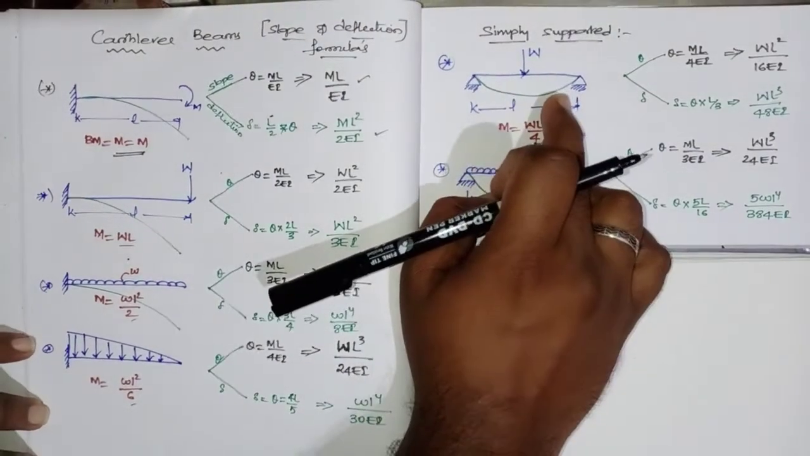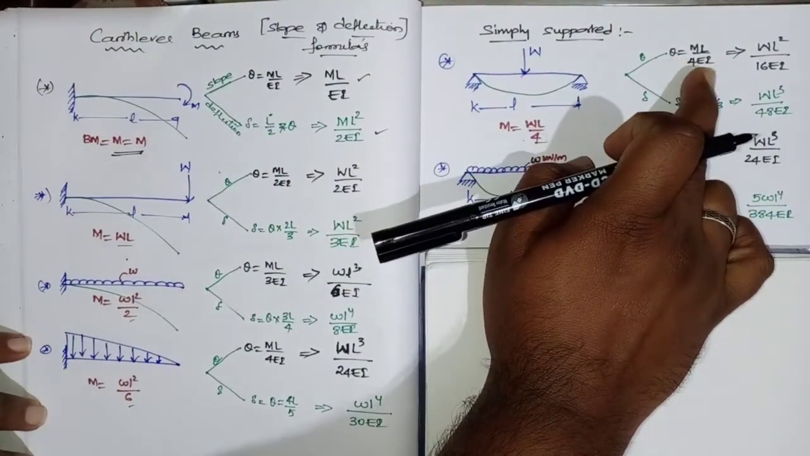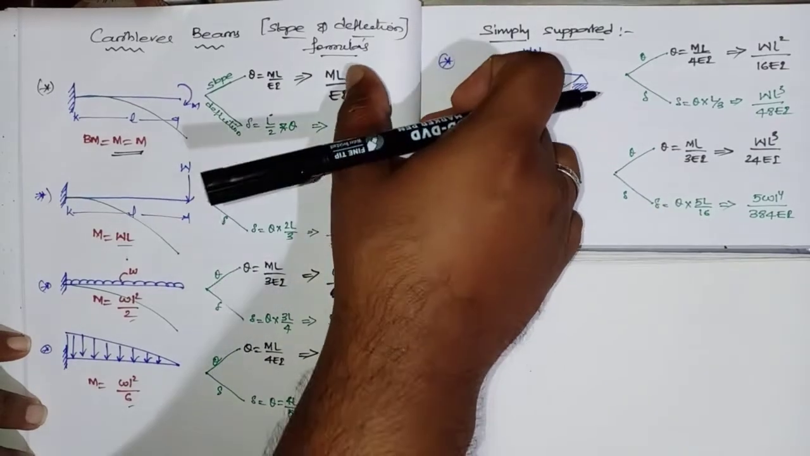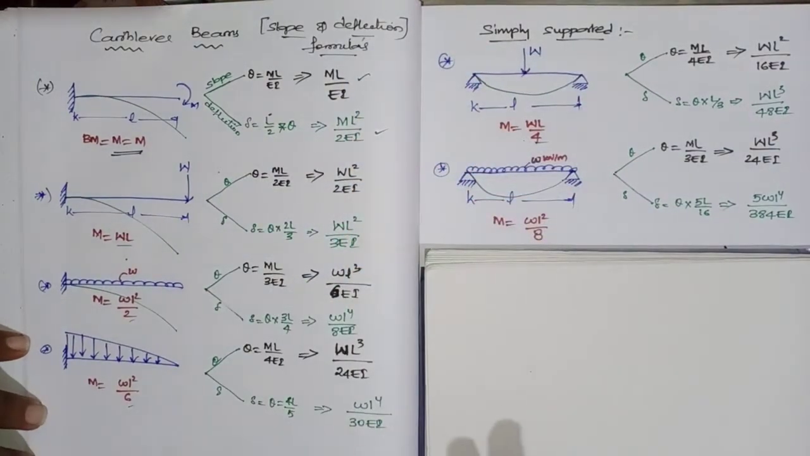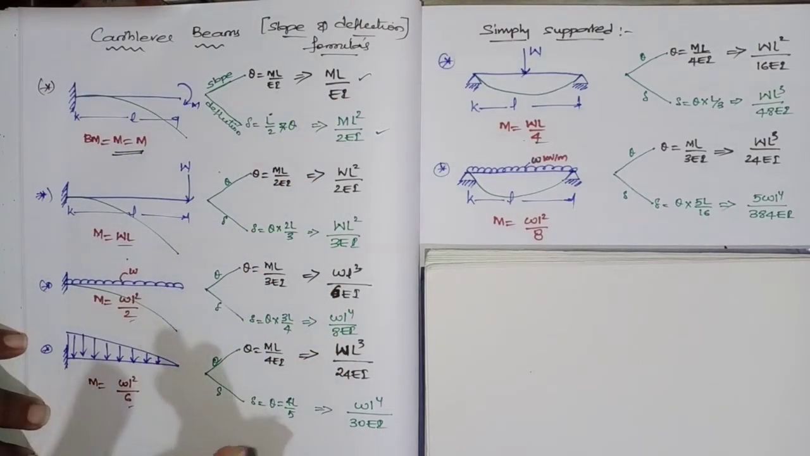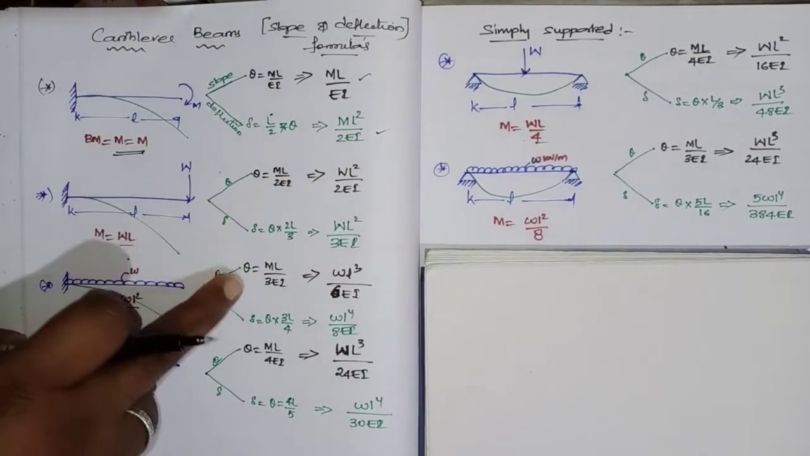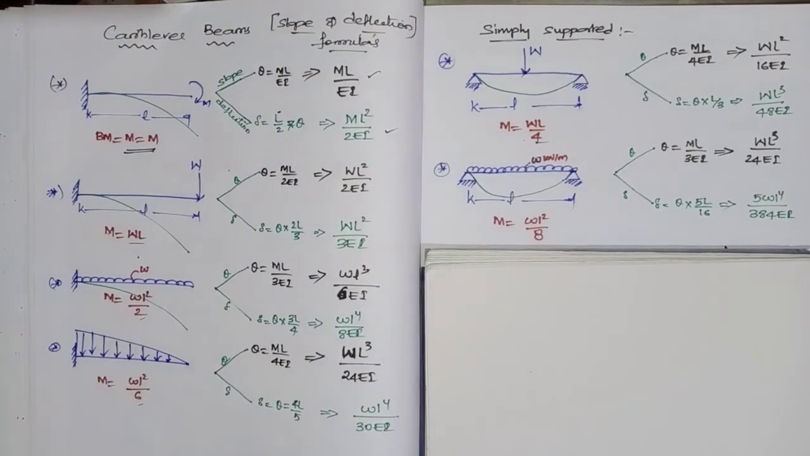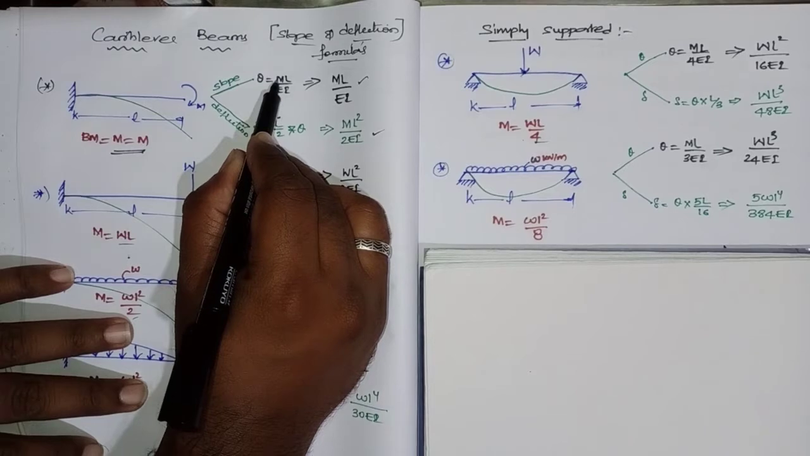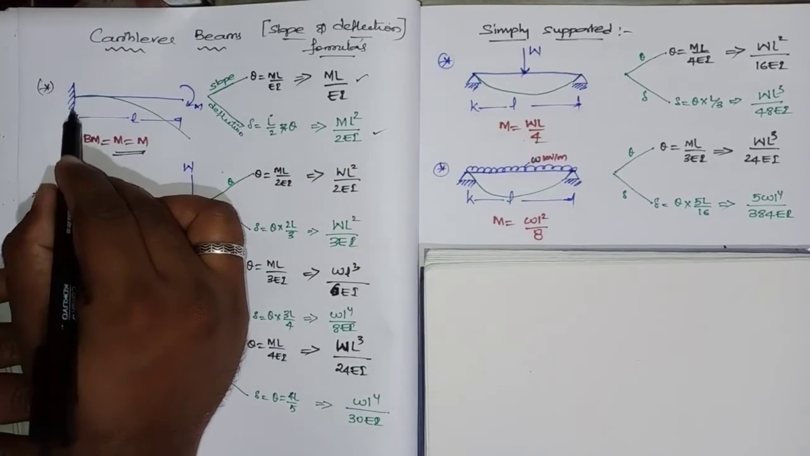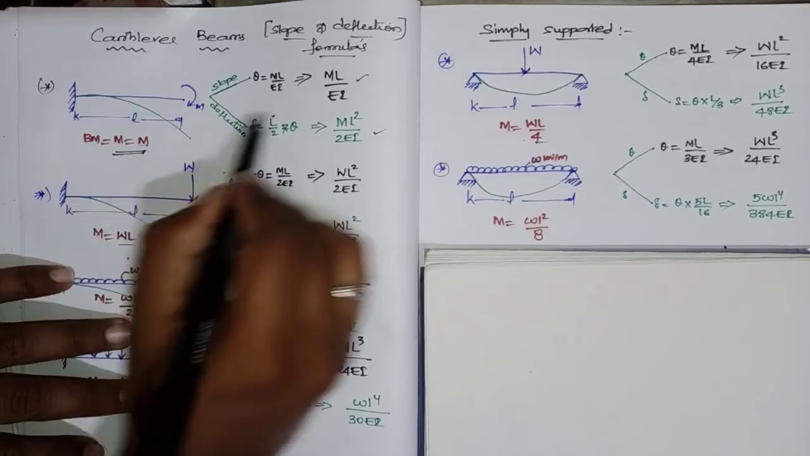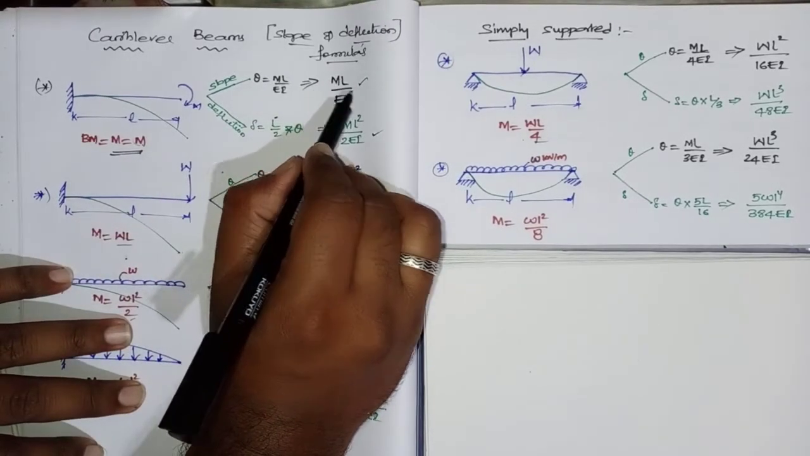And here, this will also be the same: ML by 4EI and ML by 3EI. If you can directly remember this, it is well and good. Some people cannot keep all these in mind, so for that I am giving the order like this. Now, ML by EI: M is the bending moment. So for a cantilever beam carrying a moment at its free end, the bending moment is also M, so it will remain the same, ML by EI.